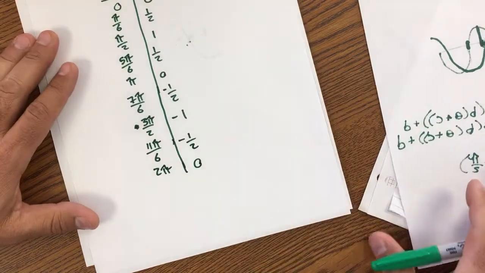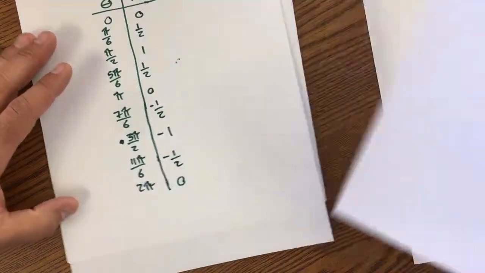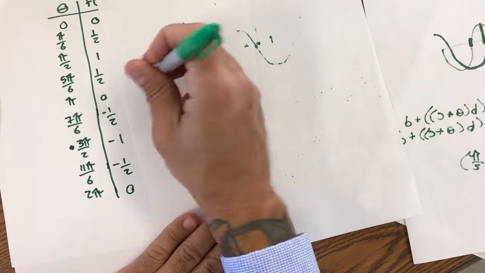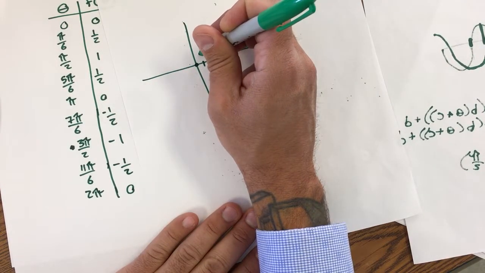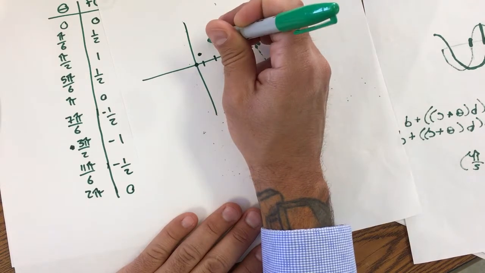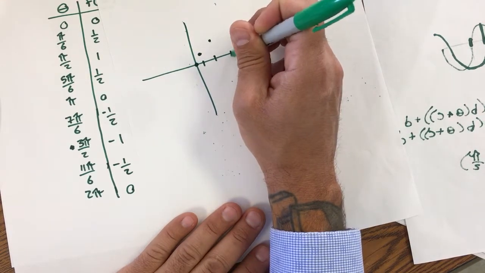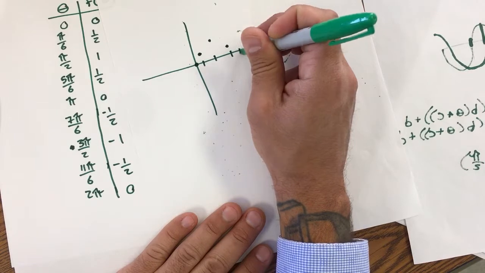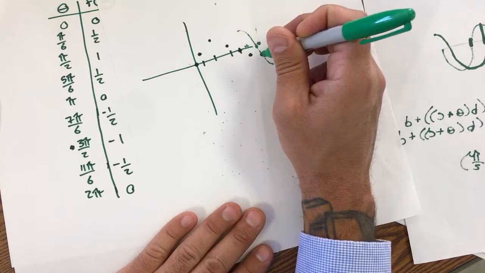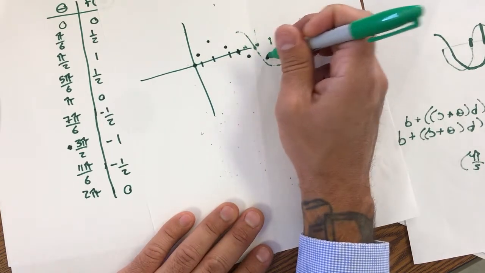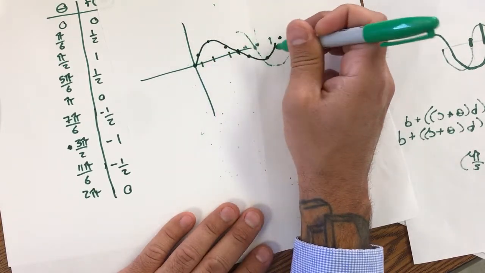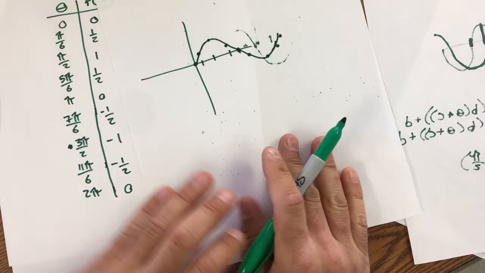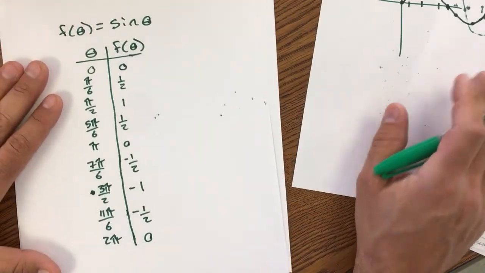So really all I'm doing is talking about where the points are on the graph. We go 0, 0, pi over 6, 1/2, pi over 2, 1, and so on. So it's the same graph that you have already done a few times. I'm just giving it to you as a table. So this is what we just described in this table, okay?